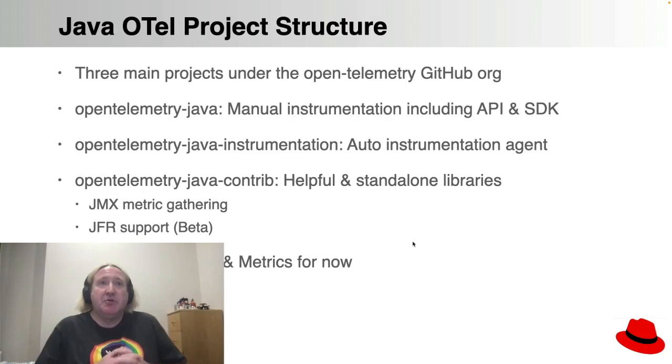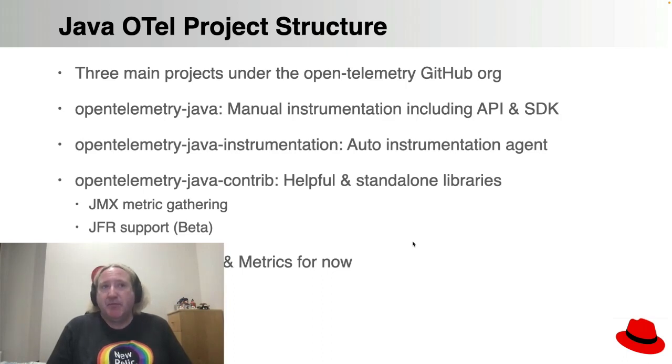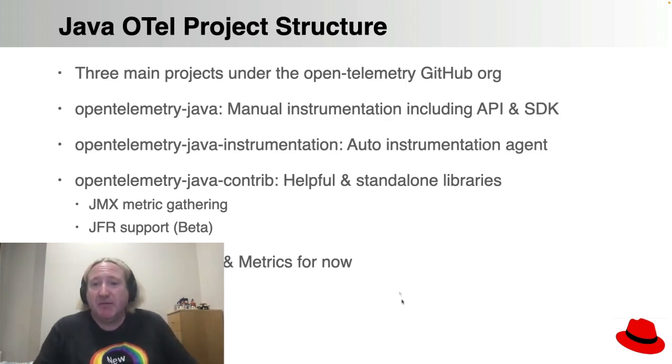There's also OpenTelemetry Java Contrib. This is the standalone libraries, the things which are accompaniments to this. It's also where anything which is intended for the main repos, either the main Otel Java or the Java instrumentation repo, they go into Contrib first. The biggest pieces of work that are in Java Contrib right now are gathering of metrics via JMX and JFR support, which is still very much in beta. We haven't finished it yet, but we are still working on it.